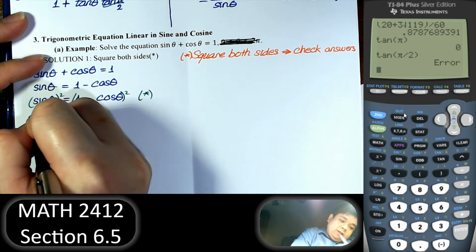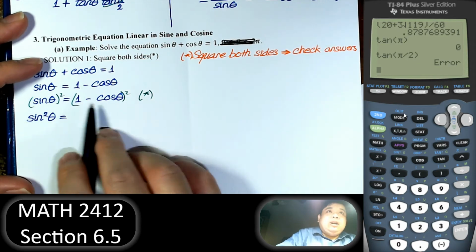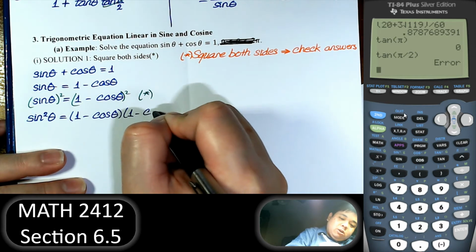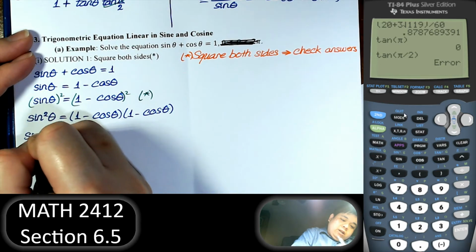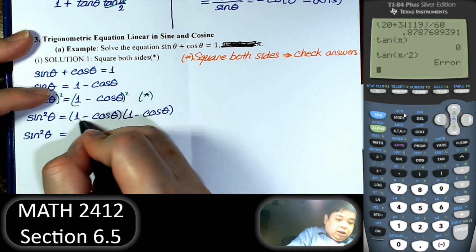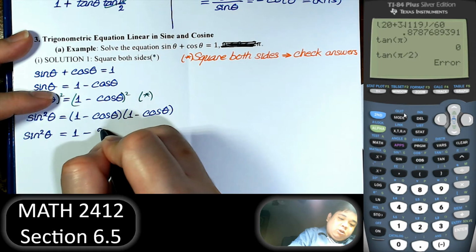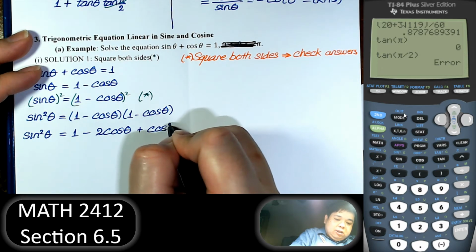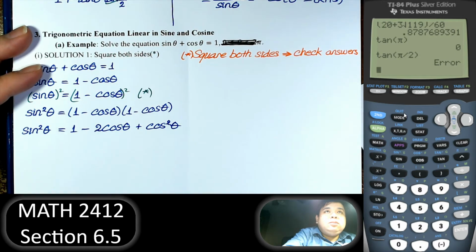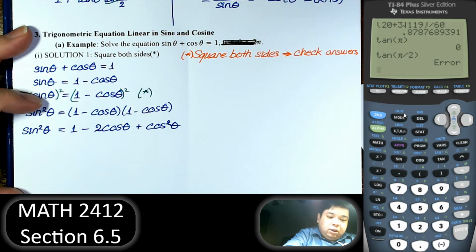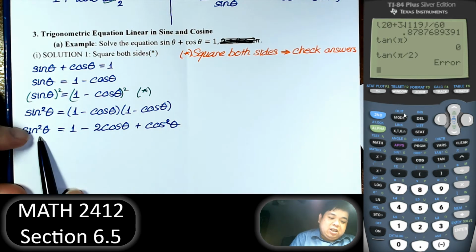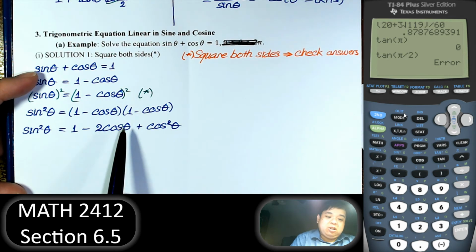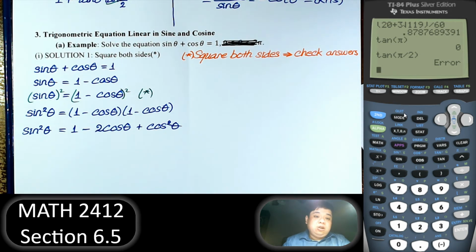Right, so sine square, and then 1 minus cosine, 1 minus cosine. So sine square equals 1 times 1 minus cosine, and minus cosine, so we have minus 2 cosine, and cosine times cosine is cosine square. Now, we have cosine square and sine square, so we can use the Pythagorean identity there. However, we need to write everything in terms of cosine, because we have the cosine of theta here. If everything is in terms of cosine, that should be easy too, so far.